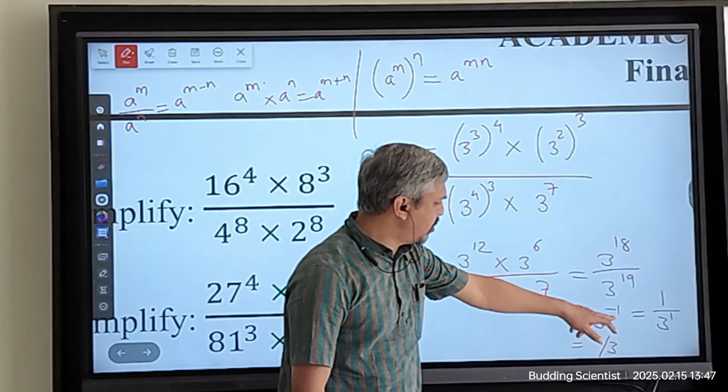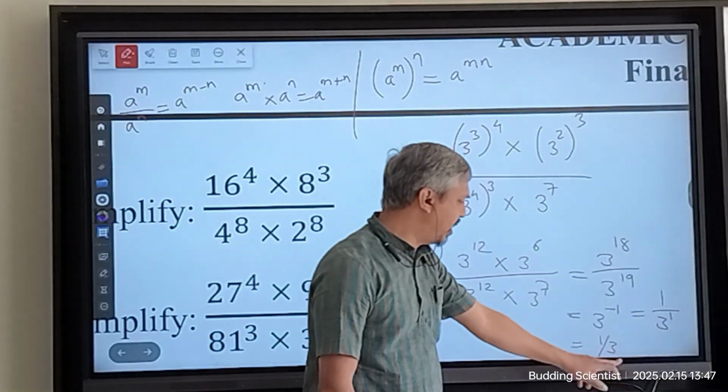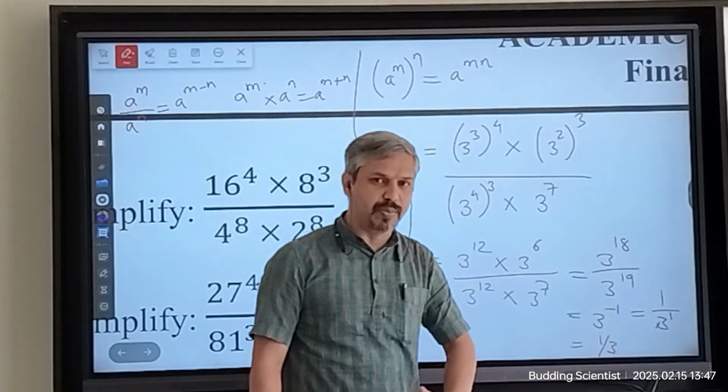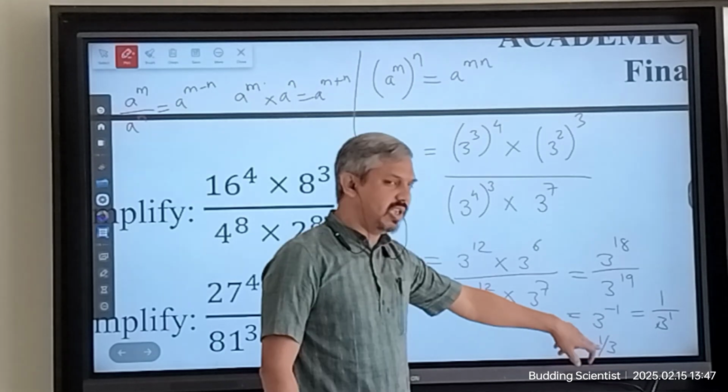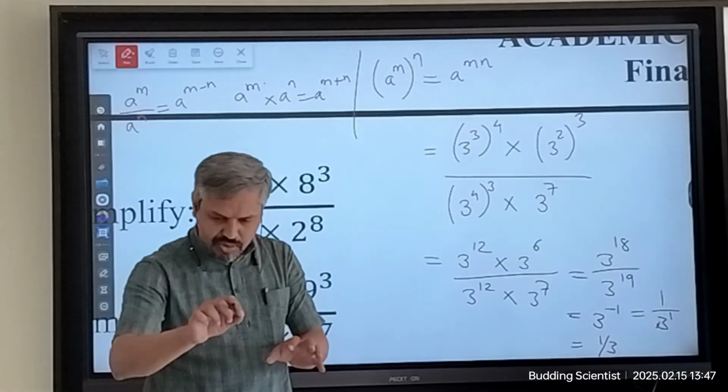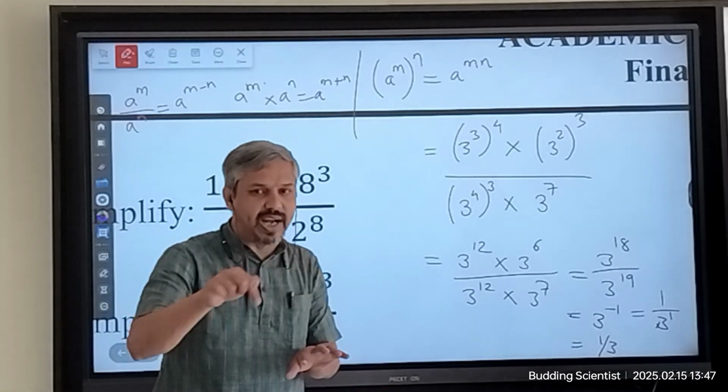Students ask, if I solve up to this point, can I leave the answer here? You can leave it here, there is no problem. The problem only happens if it is an MCQ. If it's a multiple choice question, you cannot solve and leave the answer like that. You have to pick the right alternative.